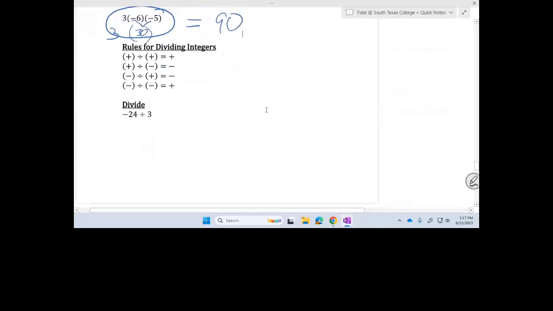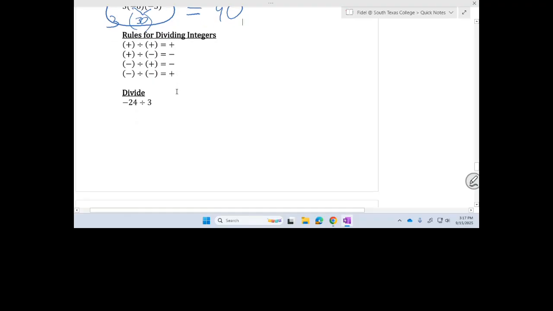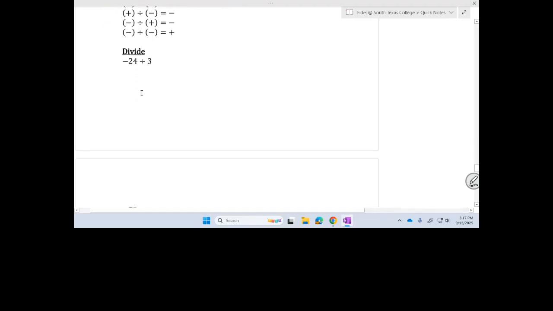Y'all, we have some rules for dividing integers. The rules for dividing integers are the same rules for multiplying. A positive number divided by another positive number is still positive. A positive divided by a negative is a negative number. A negative divided by a positive, also negative. And a negative divided by another negative is positive. Okay, so let's take a look.